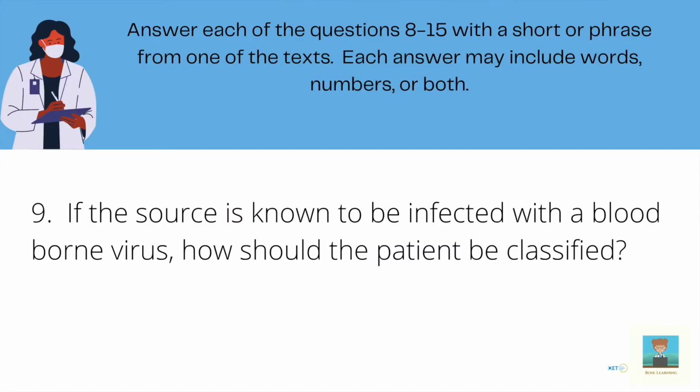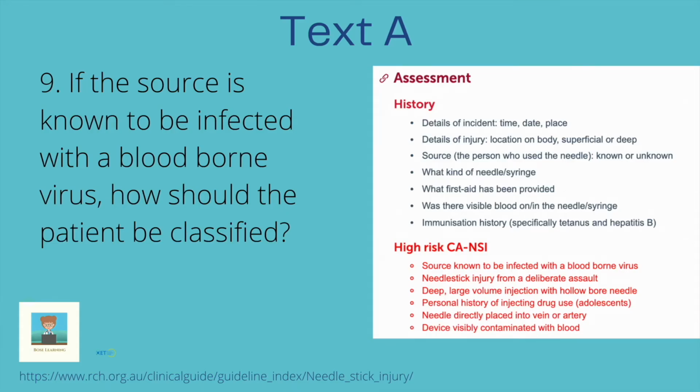Okay, next question for you. If the source is known to be infected with a blood-borne virus, how should the patient be classified? So, which text looked at classification and then sources, if the source is known or not? That was text A, because we've got these various categories here of high-risk patients. This, of course, was something we looked at previously with which text contains. So if you've done that, then this will be so much easier. Now, 1 minute to try and answer this question.